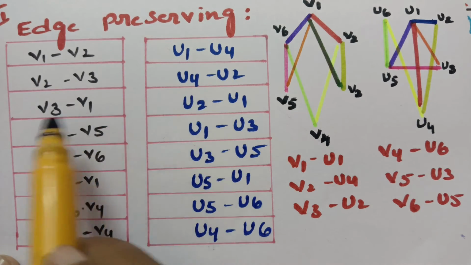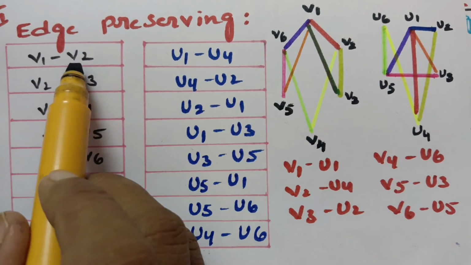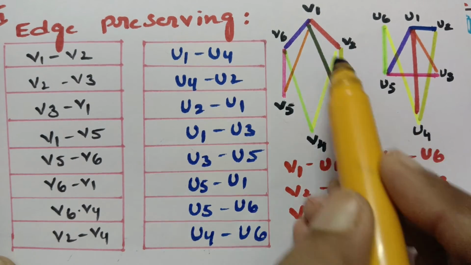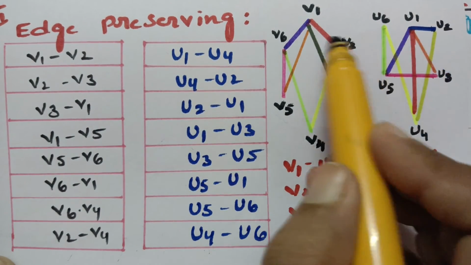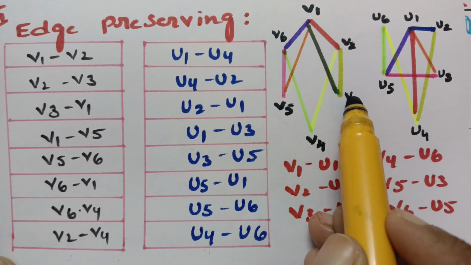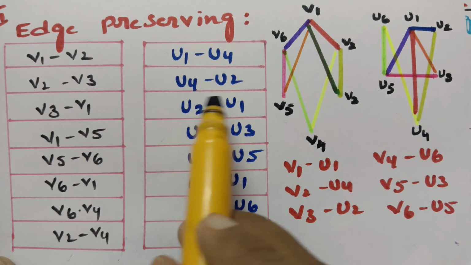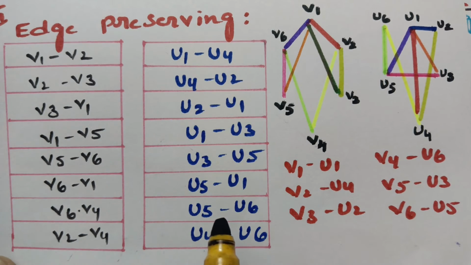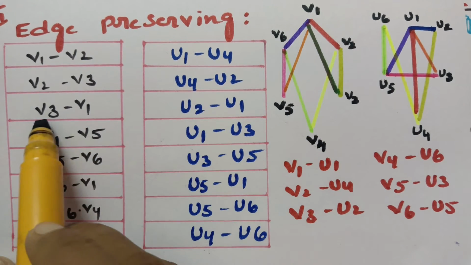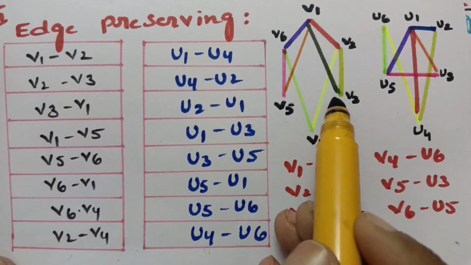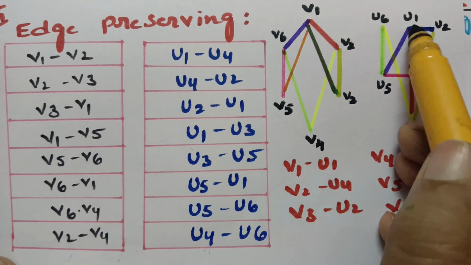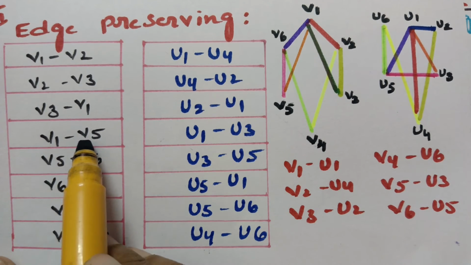So these are the edges preserving. In place of v1 v2 we have u1 u4. See here, similar colors. So these two are the edge preserving. v2 v3, this is nothing but u4 u2. So similar colors. And next one v3 v1, and here u2 u1. So this is u2 u1, and the next one v1 v5.